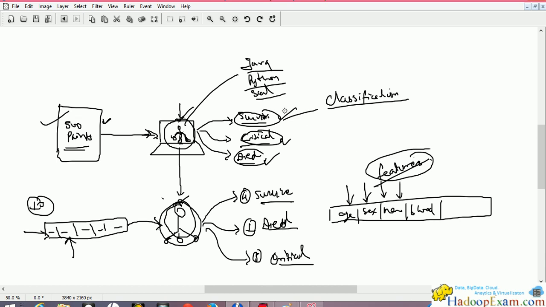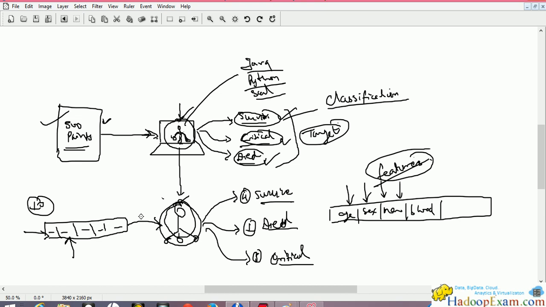And the output, this classification, is the target. This is my algorithm, this is the input data. What is my target? I want to find out whether the patient will survive, be in a critical situation, or die. So this is my target, these are the features, and this is the training data set. One point I forgot, I will tell you in the next few minutes: the testing data set. So this is a classification problem, one kind of machine learning.